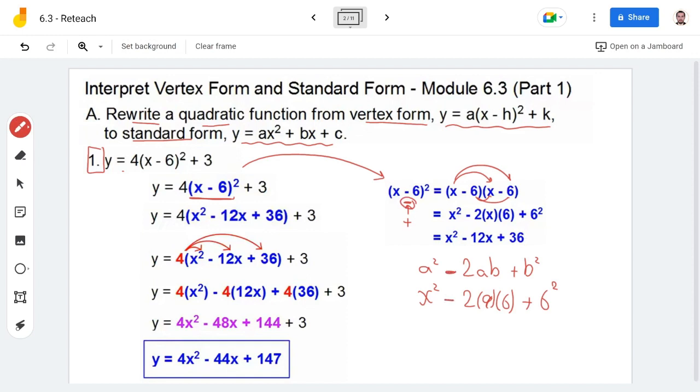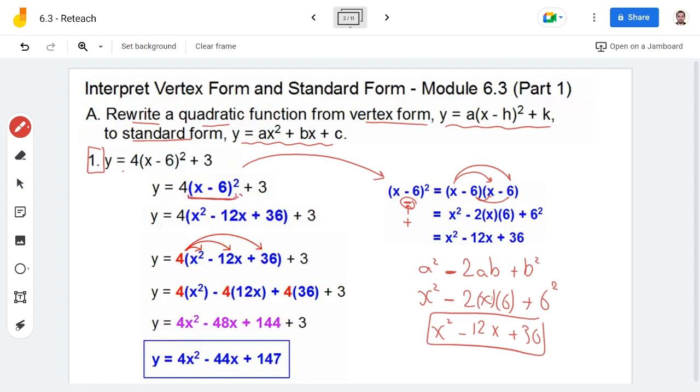Now let's simplify this. This should be x, sorry, a is x. Now, x squared minus 12x plus 36. So now this is the expanded form of the bracket in blue.